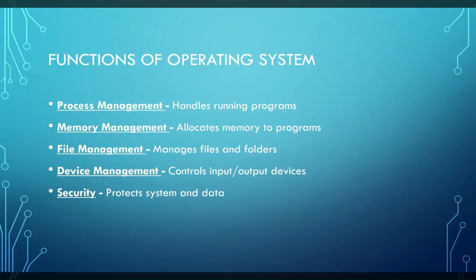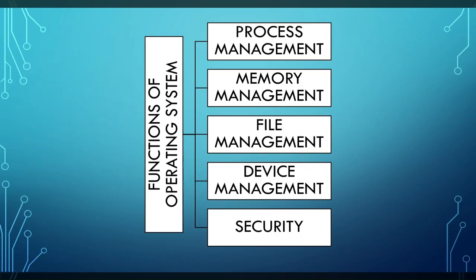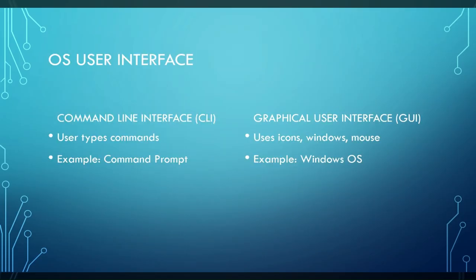Next, we have device management. Here, we control all the devices attached to the computer, basically the input or output devices that we have. And last is security. It protects our computer system and data. So these are the functions of the operating system, and you can summarize it like this. First is process management, second is memory management, third is file management, fourth is device management, and the last one is security. And these all are the functions of the operating system, and it is very, very important.